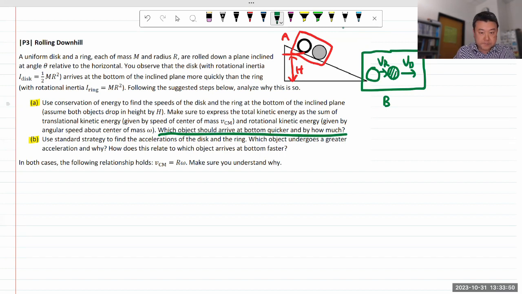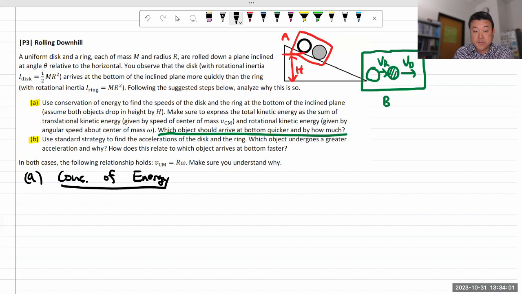So, for A, I'm using conservation of energy. Hopefully, as you look at this situation, you have a sense that the energy is conserved. Even though there's friction, it's static friction, so it's not doing any work. Or if it's doing work, it's transforming gravitational potential energy into rotational kinetic energy, or what would have gone into translational kinetic energy into rotational kinetic energy. As long as you account for all the forms of energy, that is the potential energy plus the translational kinetic energy plus the rotational kinetic energy, then it's going to be conserved.